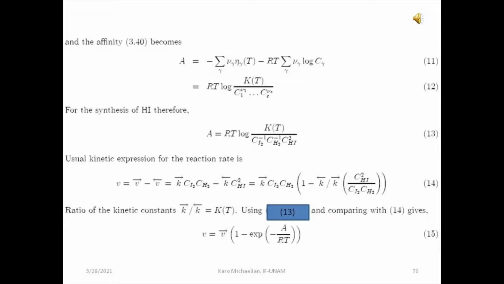So then, for our particular case of the production of hydrochloric acid from iodide and hydrogen, we can write the affinity in this form, equation 13. Now, from the kinetic theory of gases, the kinetic expression for the reaction rate, V, is just the rate in the forward direction minus the rate in the backward direction.